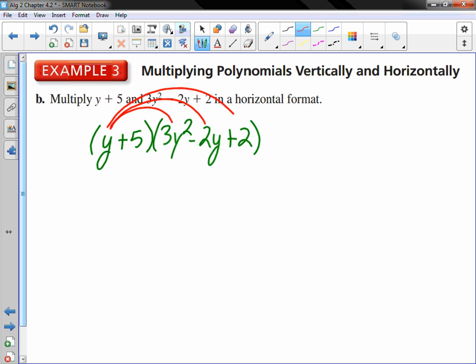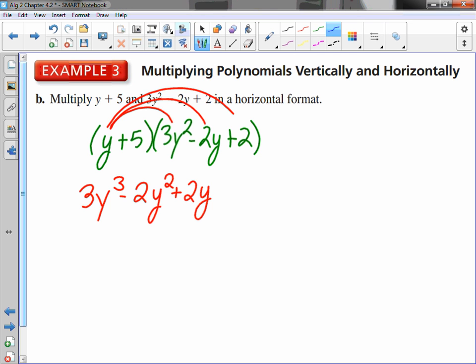So we're going to start off by distributing the y. Well, y times 3y squared would be 3y cubed. Y times negative 2y would be negative 2y squared. And y times 2 would be plus 2y. Questions on this here? Any questions on any of this so far? We good with this here?